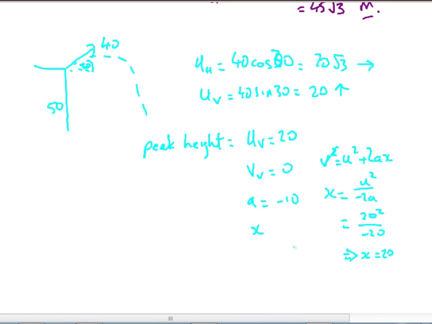Now, is that the actual peak height? Okay, so that's the peak height above our launching point. If the question asks for the height above the water or whatever's below, then yes, you need to say height above water is 20 plus 50, which would be 70 metres.